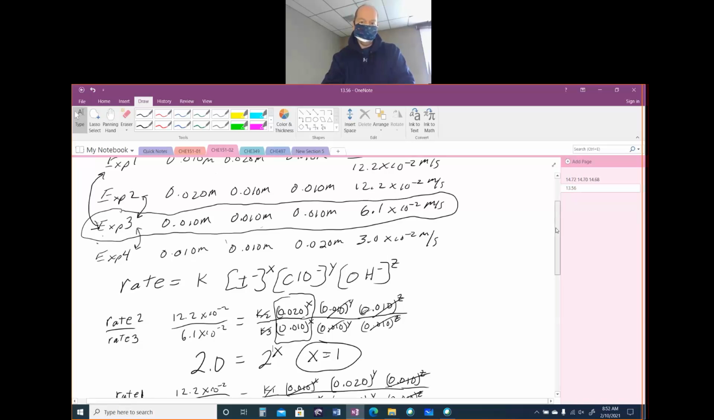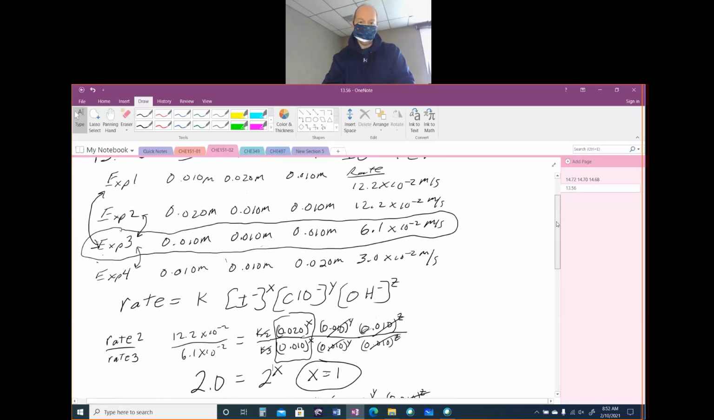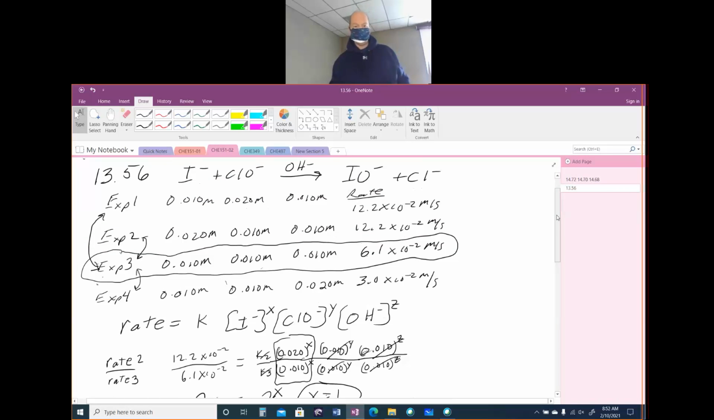I'm going to do Y next. Y is the ClO minus. It doesn't matter what order, again, you go in. I'm going to look at my ClO minus. Again, I'm going to use experiment 3 for all of these because that's the one where they all stayed at 0.01 molar. When you look at experiment 1, you see that your I minus is not changing. Your ClO minus is changing. Your OH minus is not changing. So you're picking 2 experiments where only one thing changes.